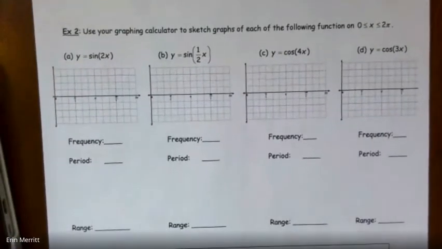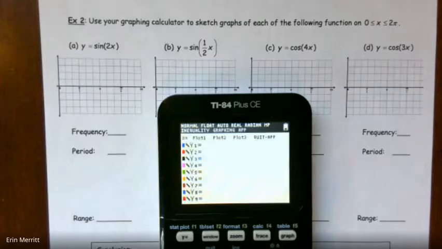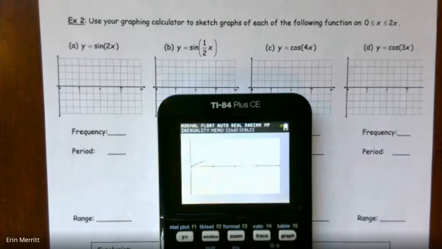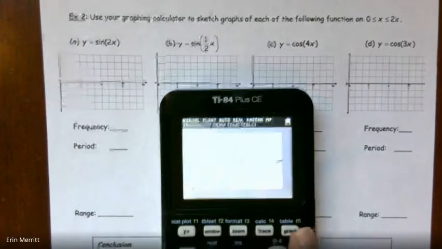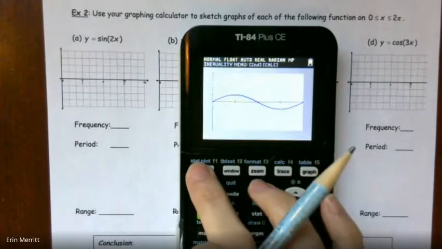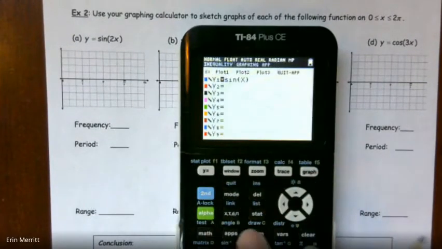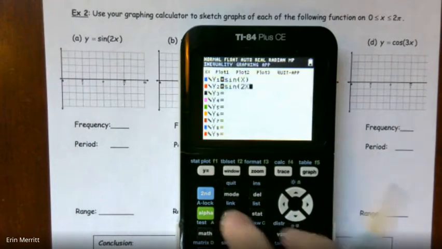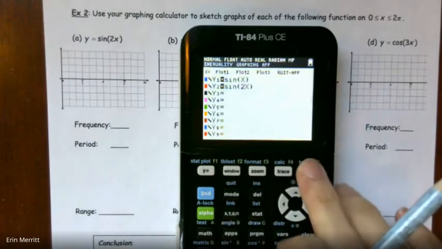Next one. Let's talk about frequency and period. We're going back to our calculator here. Sine of x, just plain old sine of x first. Just to remind ourselves, okay, that's basic old sine. That's what it looks like. And now let's do sine of 2x. And hit graph.